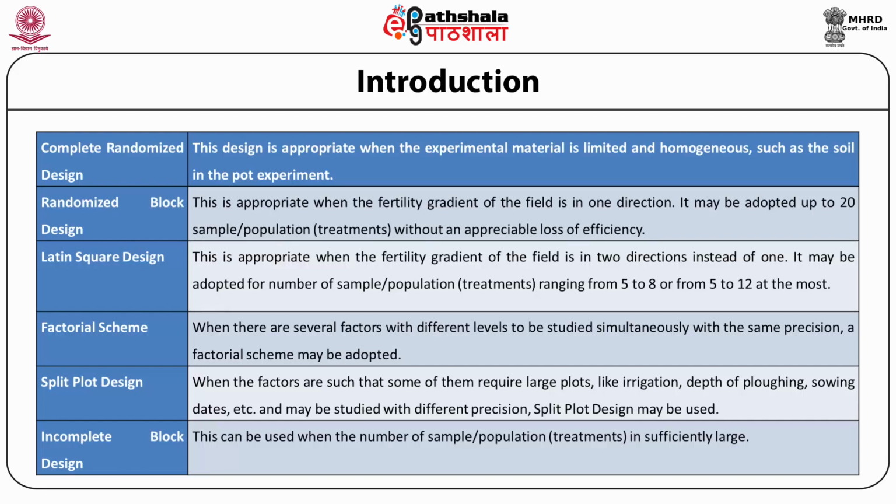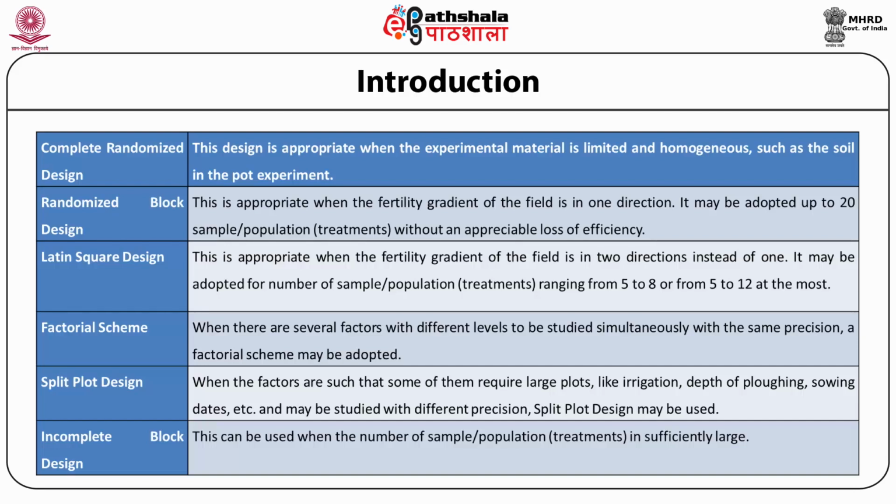Third is Latin square design. This is appropriate when fertility gradient of the field is in two directions instead of one. It may be adopted for a number of treatments ranging from 5 to 8 or from 5 to 12 at the most. Factorial scheme. There are several factors with different levels to be studied simultaneously with the same precision. The factorial scheme may be adopted.